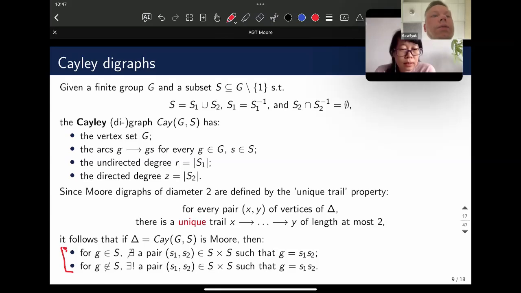And vice versa, for every element g which does not belong to the connecting set, there is a unique pair of elements from the connecting set such that g equals the product of these two elements. So this is just the interpretation of the unique trail property in terms of the definition of a Cayley digraph. And essentially, this was used in the result which I'm going to talk about next.